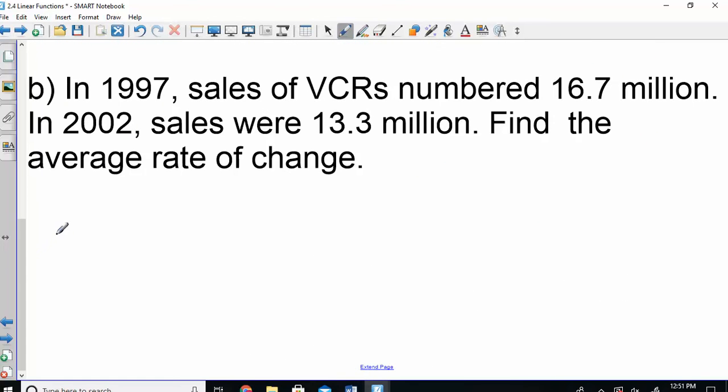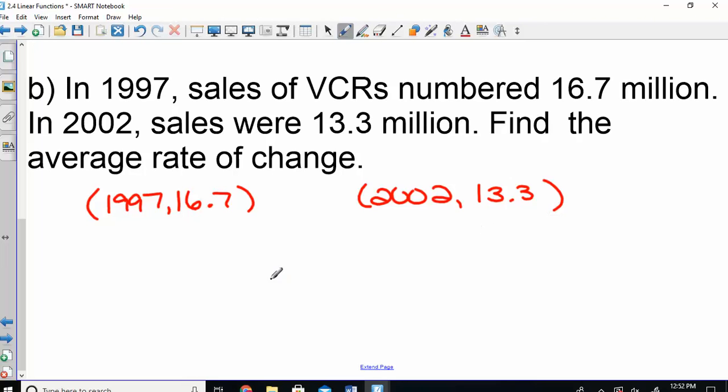All right, last one. So in 1997, the sale of VCRs was 16.7. In 2002, the sales were 13.3. Find the average rate of change. So what would my 2 points be? 1997, 16.7, and then 2002, 13.3. So slope, y sub 2 minus y sub 1 over x sub 2 minus x sub 1.